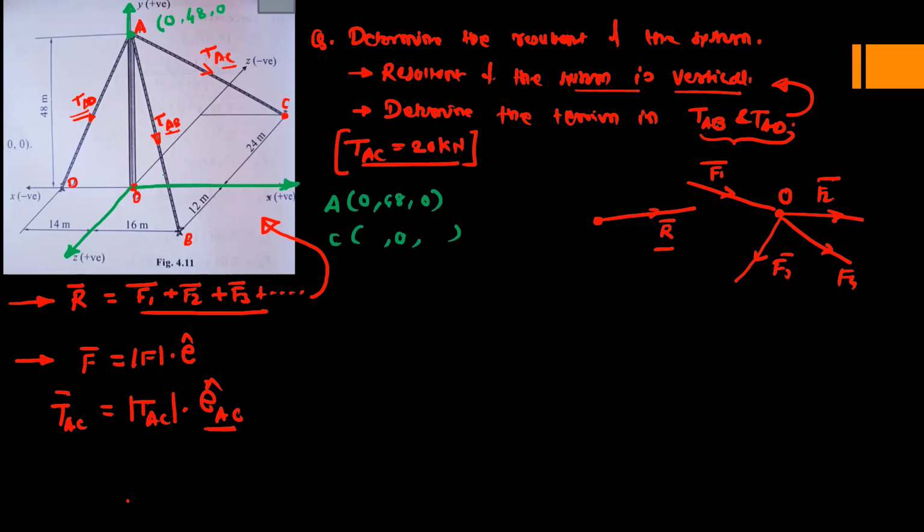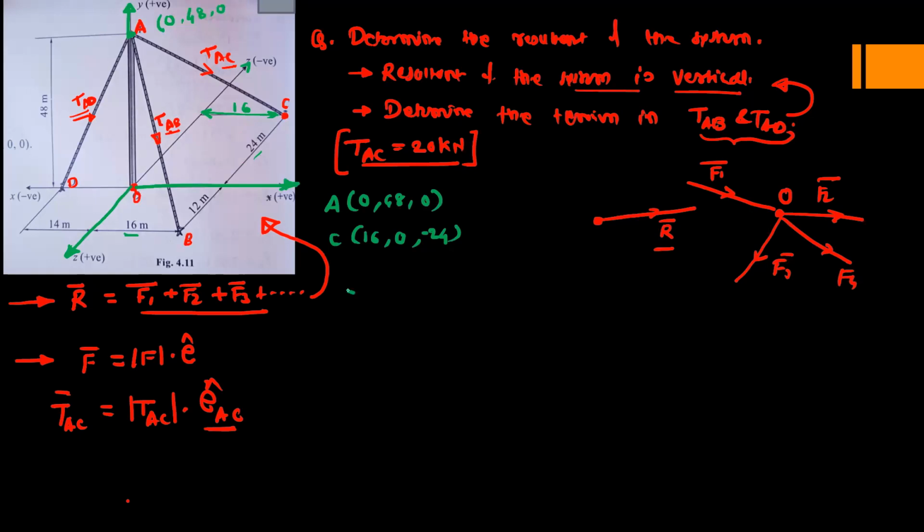Now measure the distance along the z direction. Along this negative z direction the distance is 24, so it will be minus 24. So the z coordinate is minus 24. Now measure the distance along the x direction. That distance is 16 and it is along the positive x direction, so it is plus 16. So the coordinates of point C are 16, 0, minus 24.